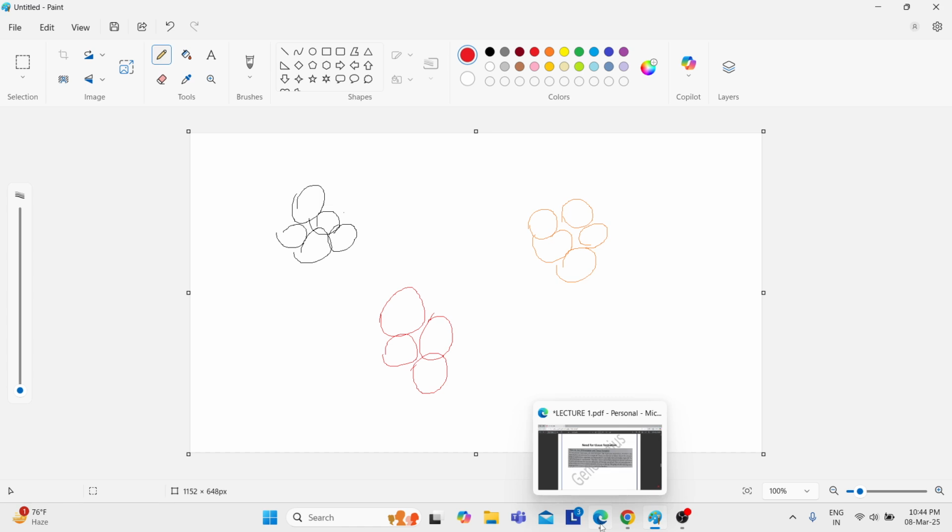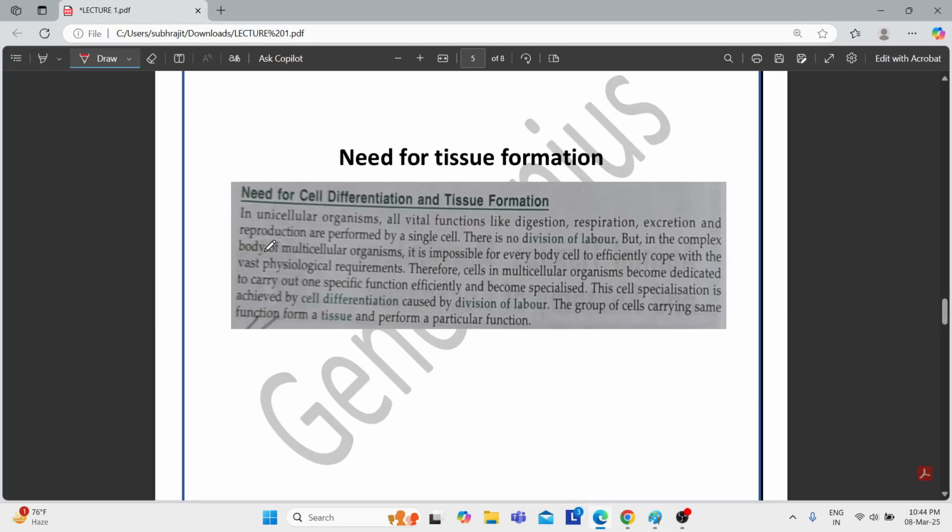So here is the reason. In a unicellular organism, as you know, all vital functions like digestion, respiration, excretion, reproduction are performed by a single cell. For example, bacteria is a unicellular organism. This single cell is doing digestion, respiring, doing excretion, and also reproducing through binary fission. A single cell is doing so many functions.